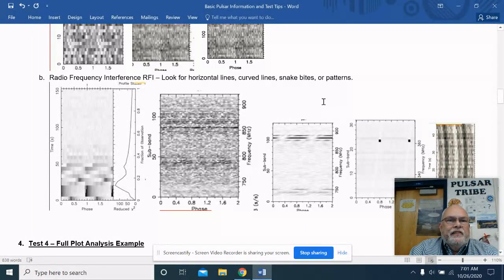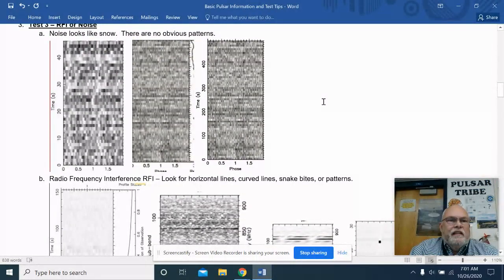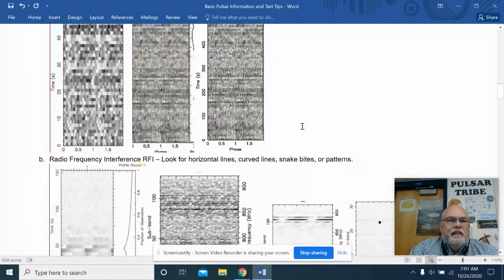You might notice in the snow pictures I gave you to look at, there are some little lines going across, but they're not very prominent. So if you see those on the test, pick snow.